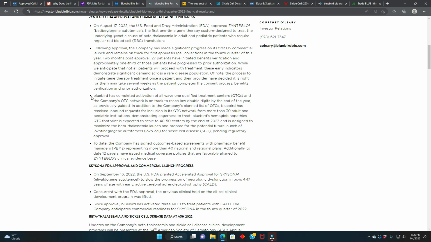BlueBird's hemoglobinopathies QTC footprint is expected to scale to 40 to 50 centers by the end of 2023 and is designed to maximize the beta thalassemia launch. And here's the most important part: and to prepare for the potential future launch of lovo-cel for sickle cell disease, pending regulatory approval. So keep in mind, as they're setting up their QTCs, they have lovo-cel in mind.